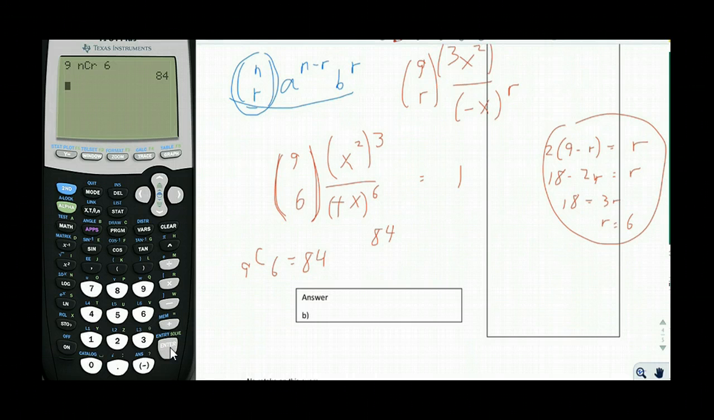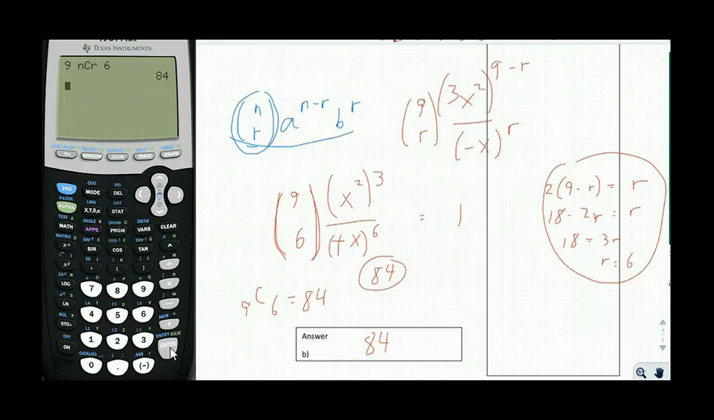So that'll be 84 x to the 6 divided by x to the 6. So the constant term is just going to be the coefficient, 84, right? Oh, I forgot one thing, 3x squared. So there was a 3 here, and it's also to the 9 minus r, so that would be 3 cubed. So in addition to the 84, you also have 3 cubed. 3 cubed happens to be 27, so actually you're going to have 84 times 27, and that'll give us 2268.